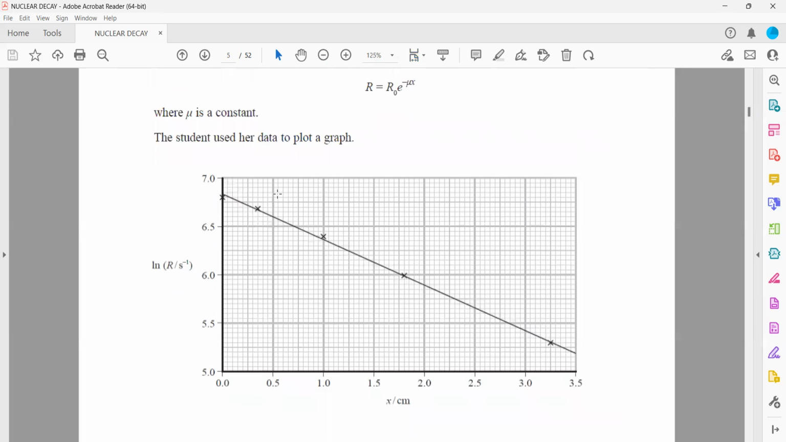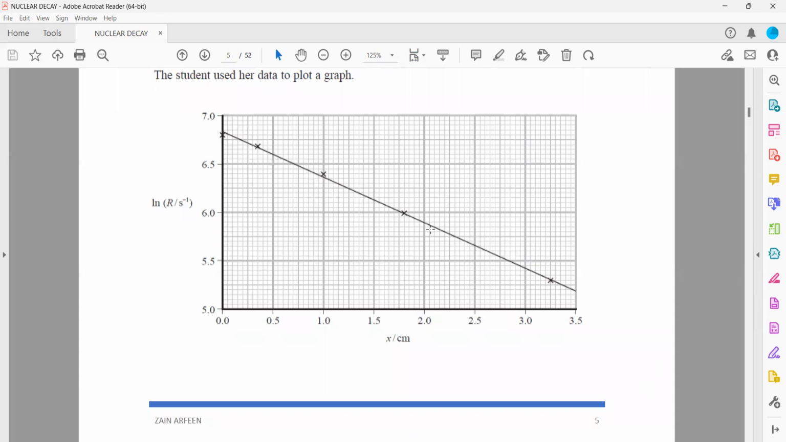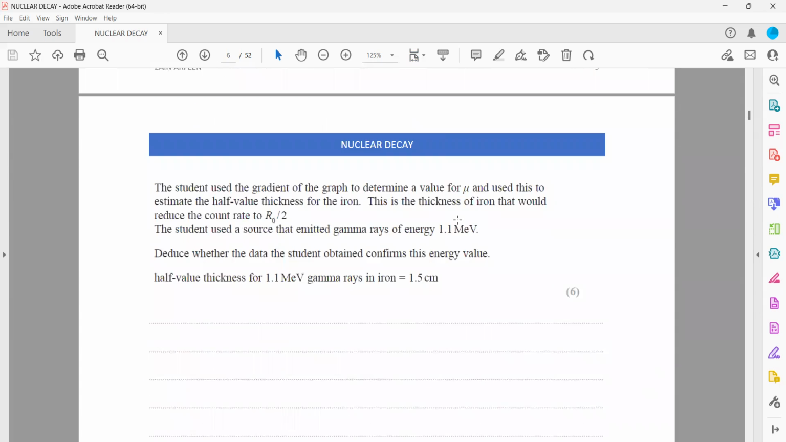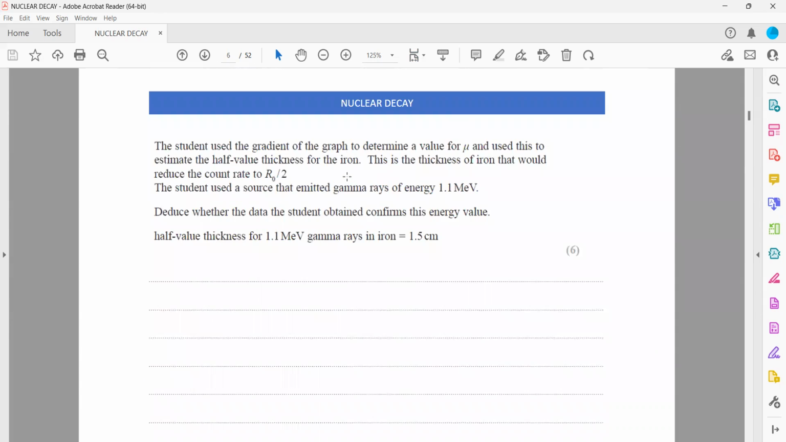A student plotted her data. The student used her data to plot a graph, as you can see, ln R versus X. The student used the gradient of the graph to determine the value of mu, and she used this to estimate the half value thickness of iron. This is the thickness of iron that would reduce the count to half.